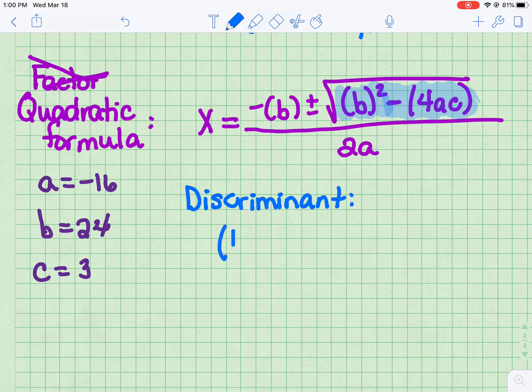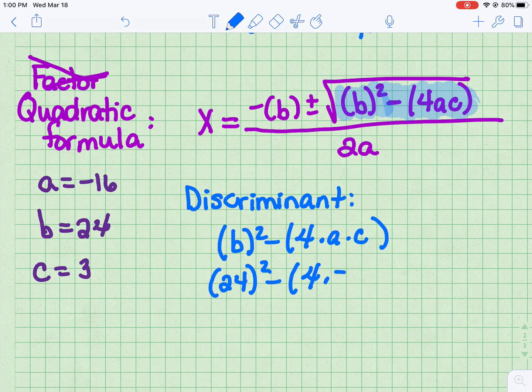So I'm going to do b squared minus 4 times a times c. So it's 24 squared minus 4 times negative 16 times 3. This is where I get out my calculator and I punch it in exactly the way I see it here. I use the parentheses where I need to. I make sure I'm using negatives where they're appropriate and subtraction where it's appropriate. I'm going to figure out what the discriminant is here. And I got 768.